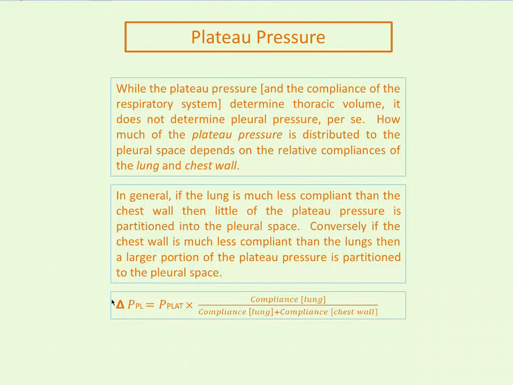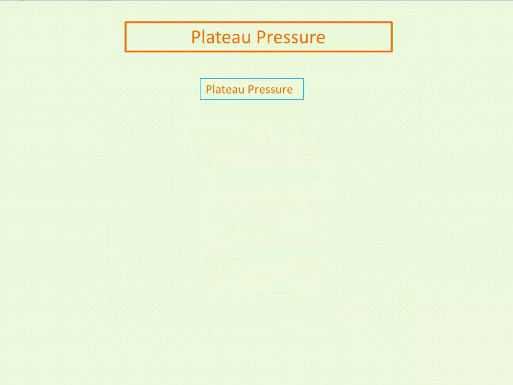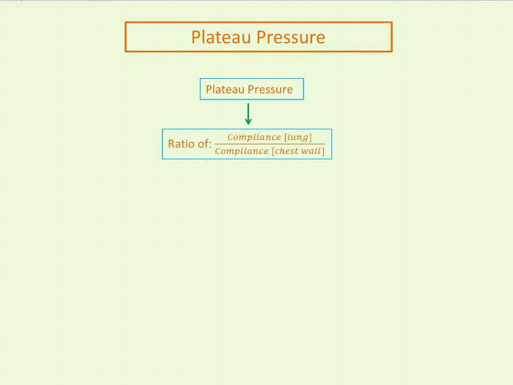And this change in pleural pressure is this fraction of the plateau pressure based on the relative compliances of the lung and chest wall. Again, the plateau pressure is an end inspiratory pressure. The same equation can be applied to end expiratory pressure, and instead of P plat here, it would actually be P PEEP, which is your end expiratory pressure. So again, this is an inspiratory maneuver here. It's the plateau pressure. So you start with the plateau pressure. You consider in your mind the ratio of the lung compliance to the chest wall compliance.